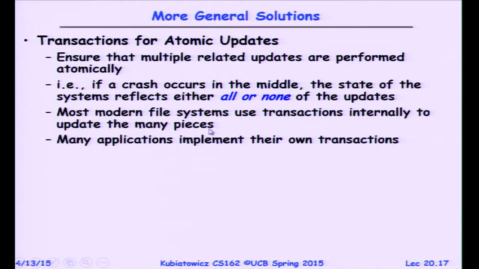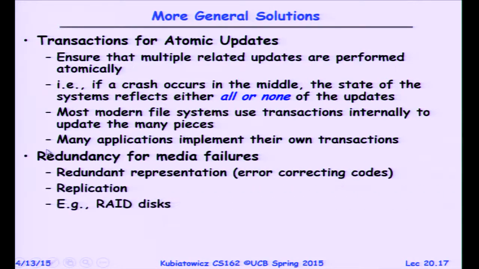And most modern file systems actually have internal transactions that you don't know about, but are there that help make that work. And many applications actually implement their own transactions as well. And then, of course, once we've got transactions for atomic updates, we combine it with RAID or other durability techniques, and now, poof, we've got a really good, reliable file system. So a combination of transactions and redundancy gives us a nice, reliable system, which is what we started with.